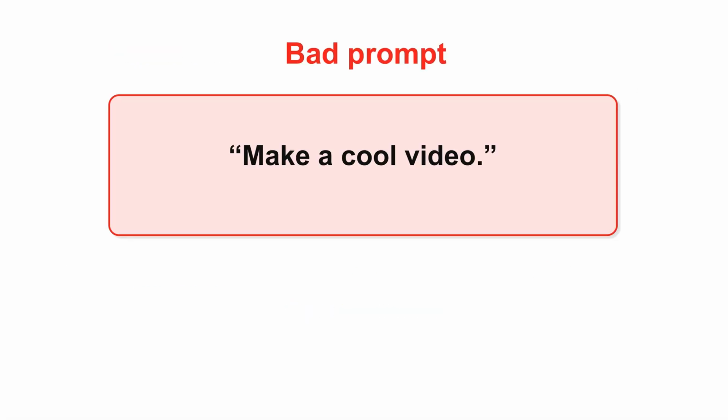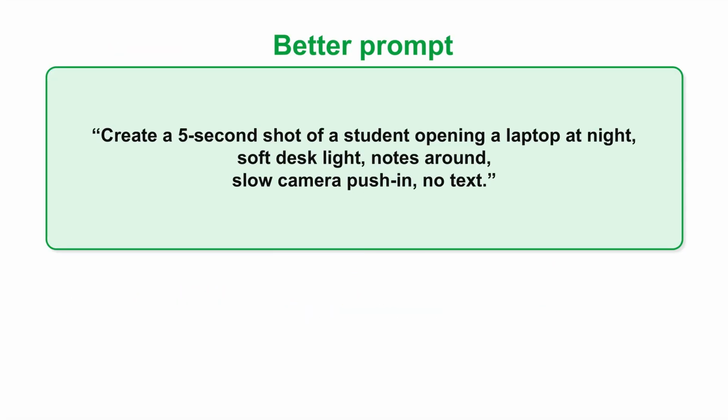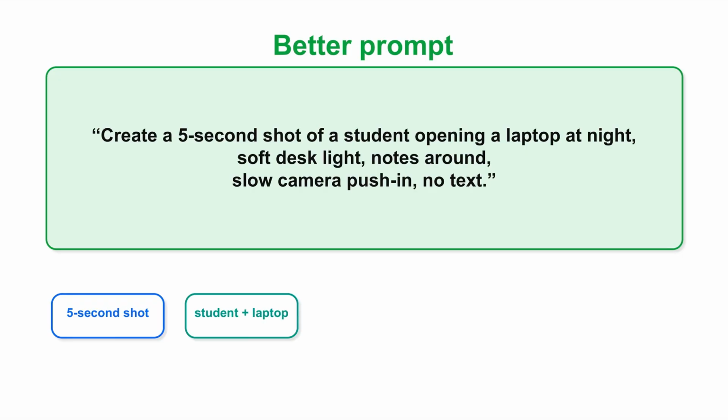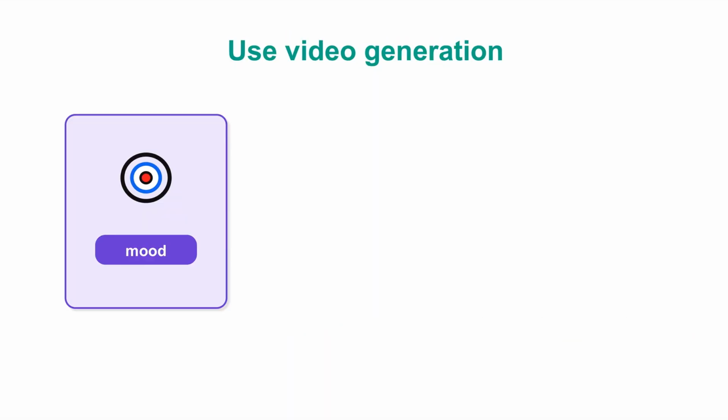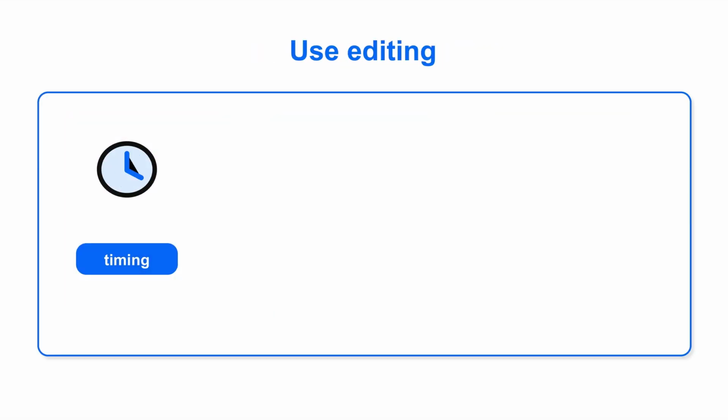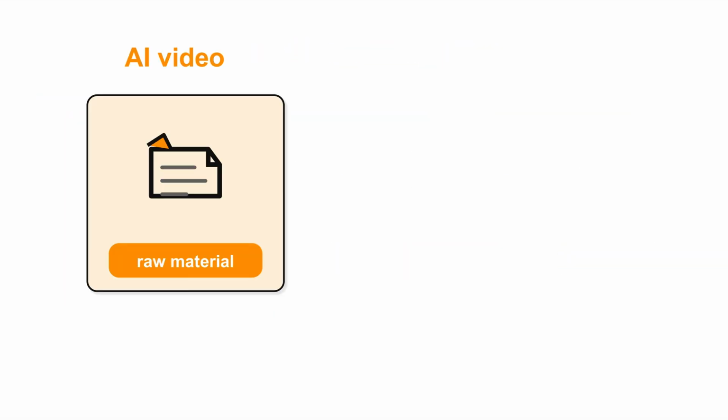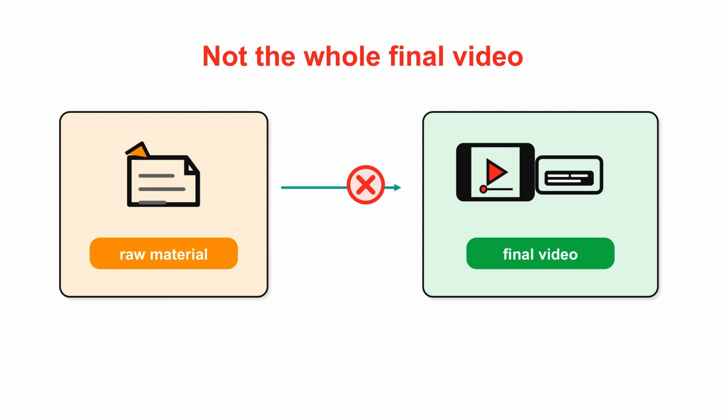Bad prompt? Make a cool video. Better prompt? Create a 5-second shot of a student opening a laptop at night, soft desk light, notes around. Slow camera push-in, no text. That gives the AI a clear scene. Use video generation for mood, motion, and examples. Use editing for timing, cuts, captions, and control. AI video is raw material, not the whole final video.